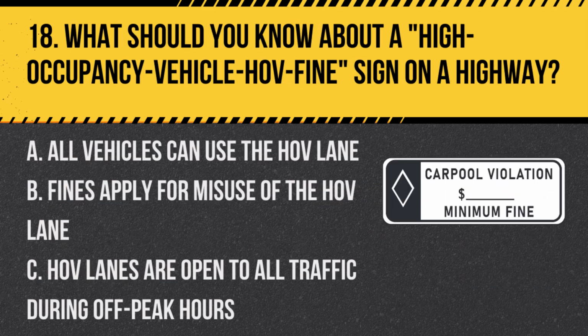Question 18. What should you know about a high occupancy vehicle HOV fine sign on a highway? A. All vehicles can use the HOV lane. B. Fines apply for misuse of the HOV lane. C. HOV lanes are open to all traffic during off-peak hours. Answer. B. Fines apply for misuse of the HOV lane. This sign indicates that penalties are enforced for unauthorized use of HOV lanes.